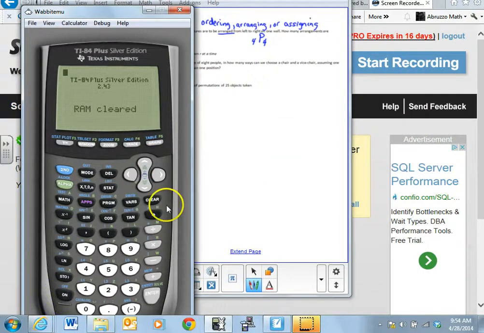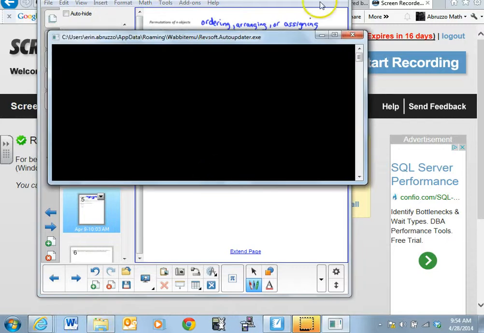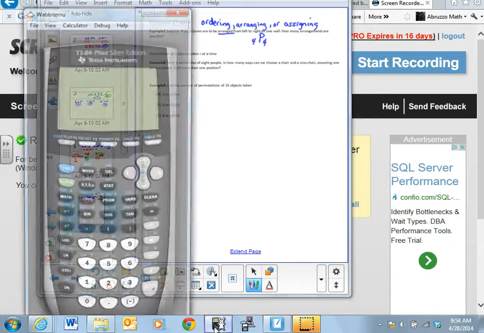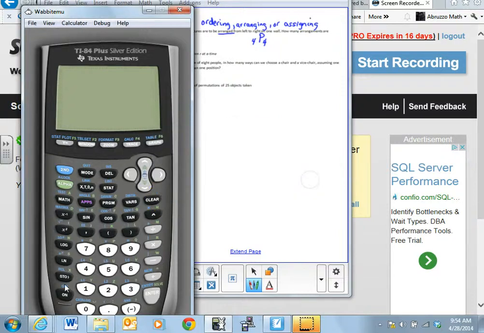Okay, so we type our total number first. Oh, goodness. There we go. All right, type 4 first, and then go to the math menu, over to probability, and you'll see permutation is choice 2. So 4 permutations of 4. We're going to get an answer of 24. So back on here.